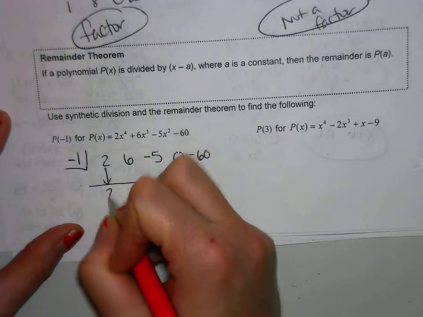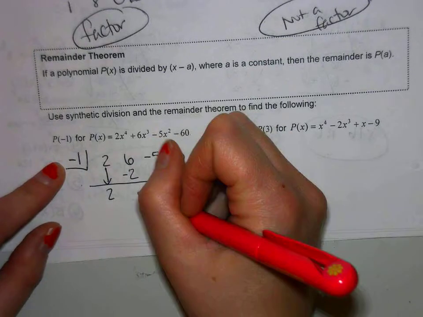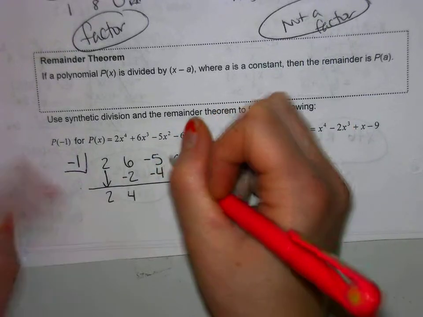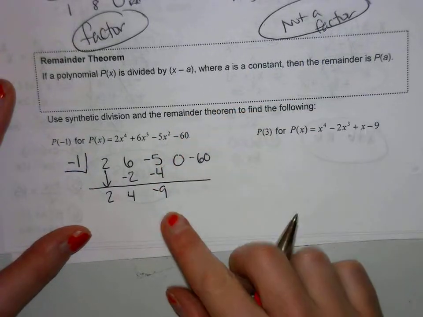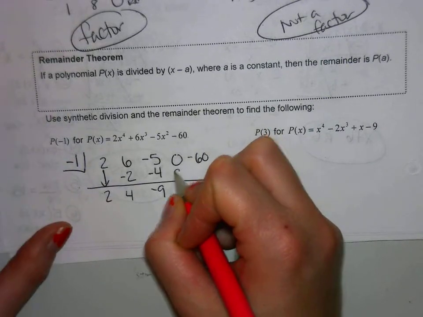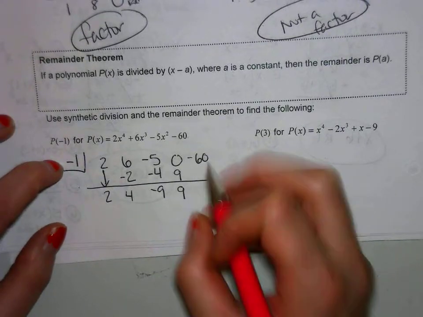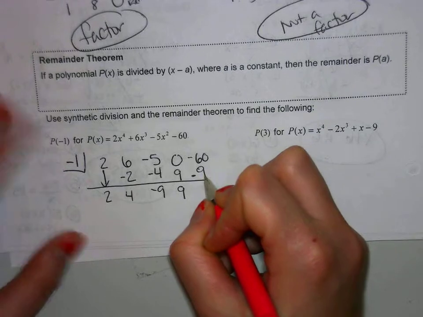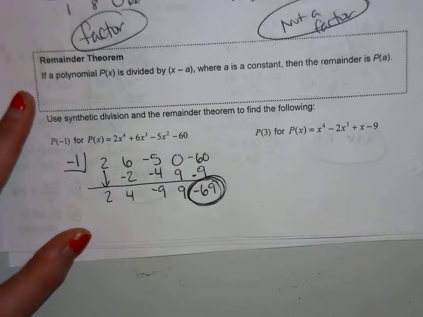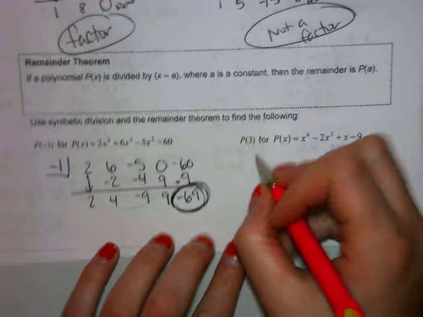So if you drop down our 2, negative 1 times 2 is a negative 2. 6 minus 2 is 4. Negative 1 times 4 is a negative 4. So we have a negative 9. Negative 1 times a negative 9 is a positive 9. Negative 1 times 9 is a negative 9. So we end up with negative 69. So that's going to be our answer, our remainder.